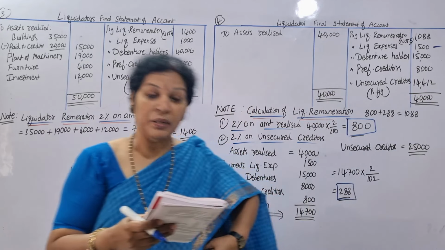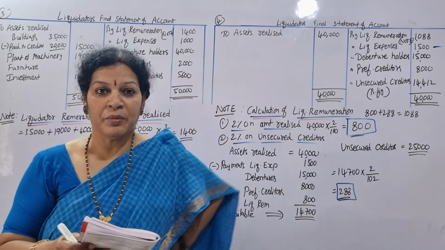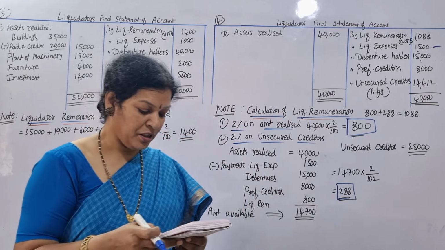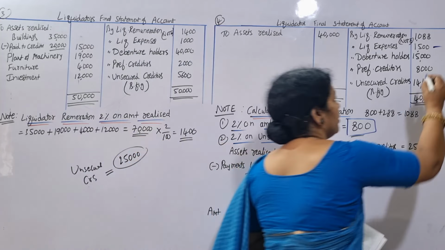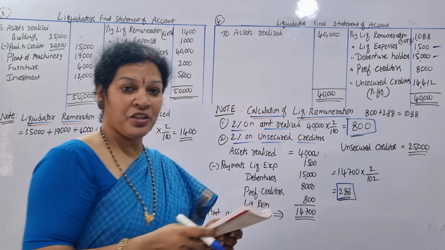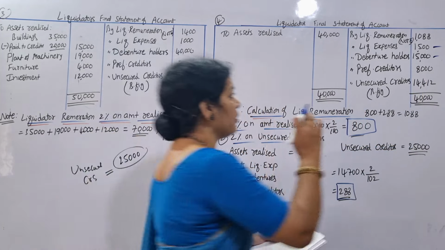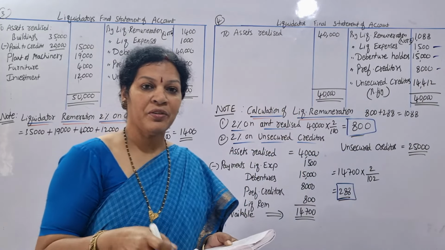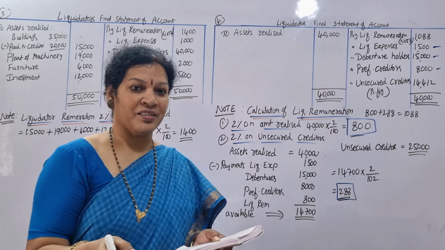Then after that, debentures. Liquidator's remuneration, liquidation expenses. After that, always we make the payment of debentures. Debentures are here 15,000. So 15,000 we made. Then after that, preferential creditors are also given. So preferential creditors we made this. Whatever is left, that will be paid to the unsecured creditors.